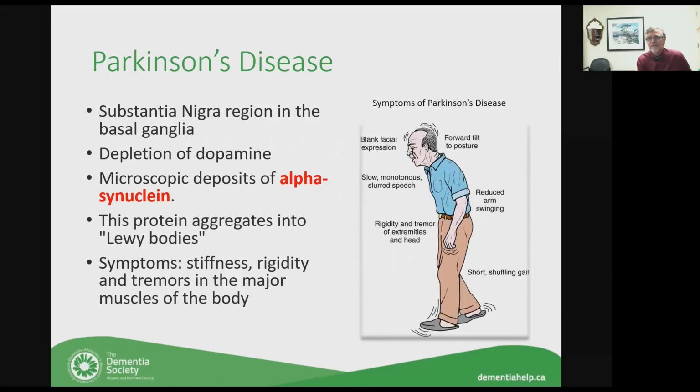So let's go right from Lewy body dementia to Parkinson's disease, because they are what I would call cousins. Parkinson's disease specifically affects the substantia nigra region of the basal ganglia. Dopamine is actually what's missing. It's depleted in this disease, and that's why we give L-DOPA, which is the generic name for Sinemet.